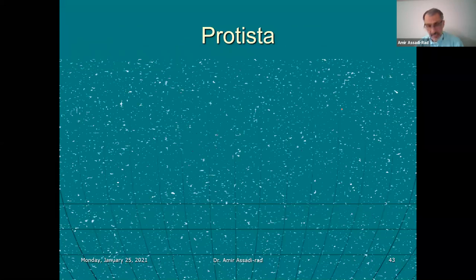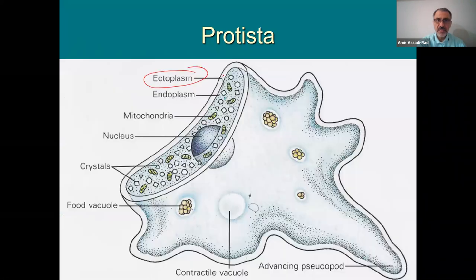Okay, here is ectoplasm and endoplasm. Right here is ectoplasm, the clear area is more hyaline, and then endoplasm is more granular, it's inside, and then way inside is cytoplasm. And here are the vacuoles, nucleus, and then contractile vacuole. We'll talk about all of that.